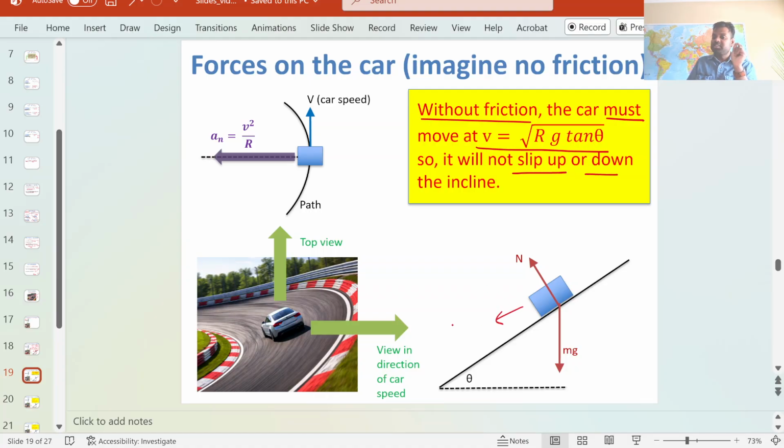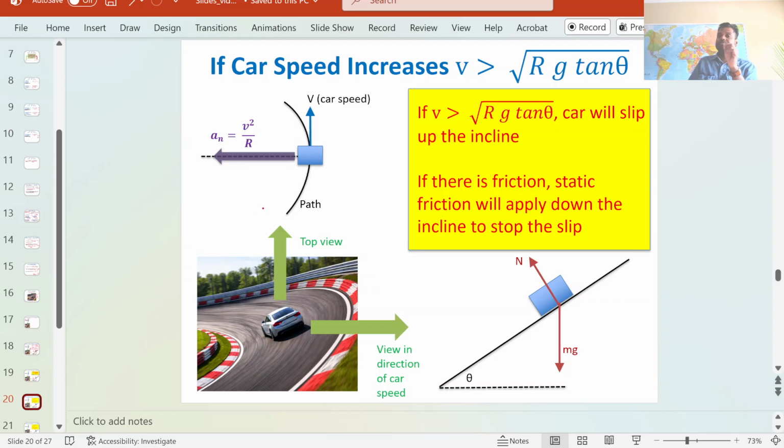This is slipping down. So it will not happen. And this is slipping up. That will also not happen, if the car is moving at this sweet spot, square root rg tan theta.